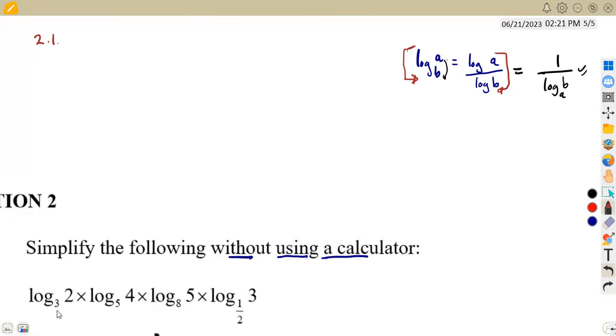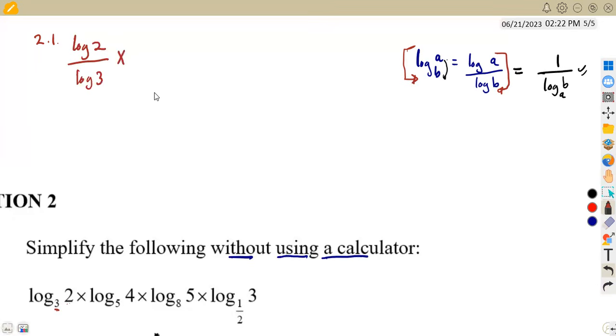So how can we write this log 2 in base 3 as a fraction like this one? You're just going to have log 2 over log 3, the number and the base, the number and the base, like that. So this is going to be equal to the logarithm of 2 over the logarithm of 3. All right, multiplied by, we move on.